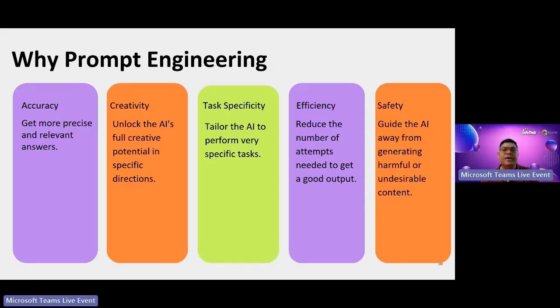We can make our Einstein work better when we unleash our creativity, and tailor the AI to perform very specific tasks. So you have to be very precise about what you are asking it to do.